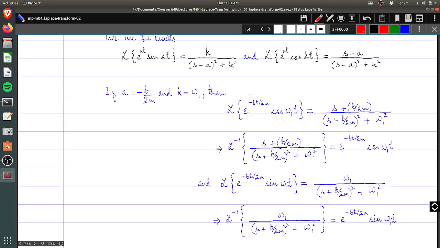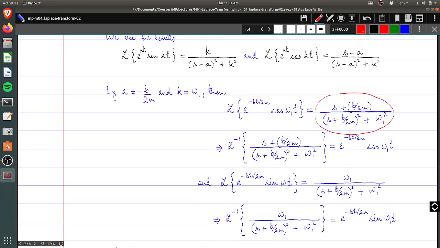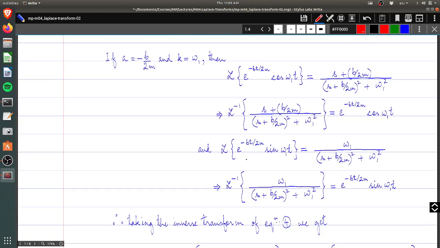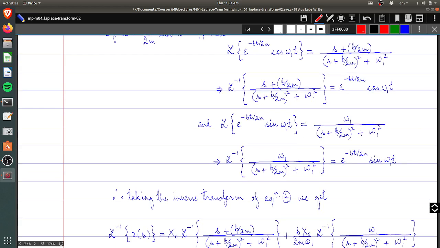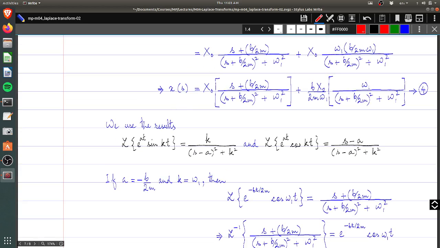So which means if I take the inverse Laplace transform of this, it will give me this quantity inside the bracket, whose Laplace transform I found out. So Laplace transform of this is equal to this, which means inverse Laplace transform of this is equal to this quantity. Okay. Similar way, using this expression, we find out that the inverse Laplace transform of this quantity is equal to simply this.